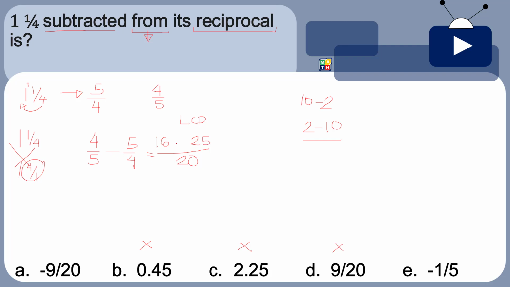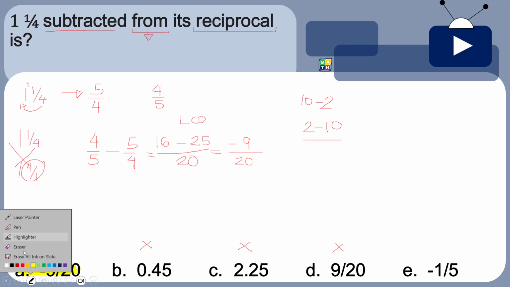The operation is subtraction. So once we do that, the denominator is 20. 16 minus 25 is negative 9 over 20. This is actually what is our A. And that's our answer here. Our answer for this item is negative 9 over 20, and it's already in its simplest form.